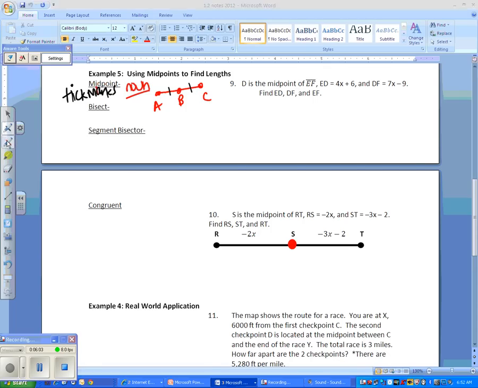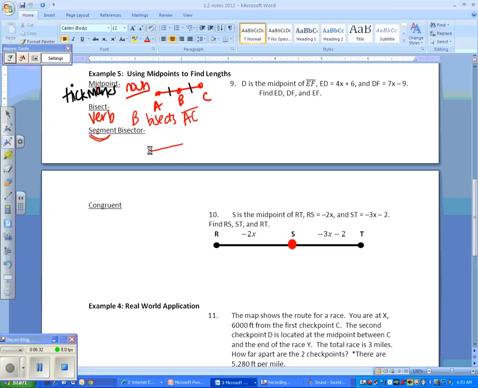To bisect is the verb. So it's the thing that's cutting something down the middle. So for example, I could say B bisects line segment AC. So midpoint and bisect mean pretty much the same thing, except midpoint's a noun and bisect is a verb. Segment bisector would be something, a line segment of some sort that is cutting something else in half.